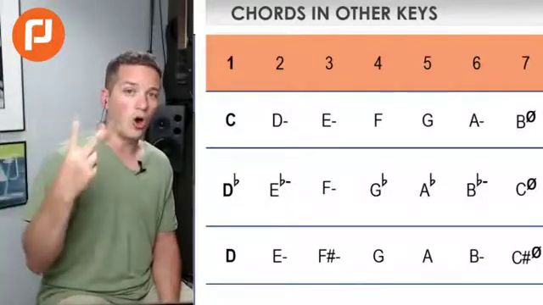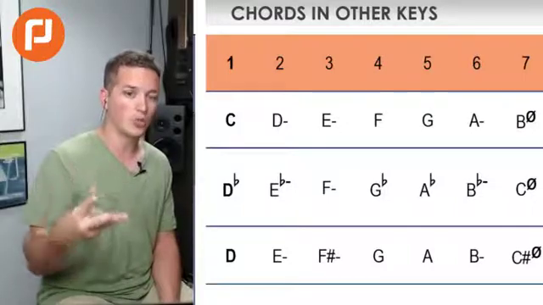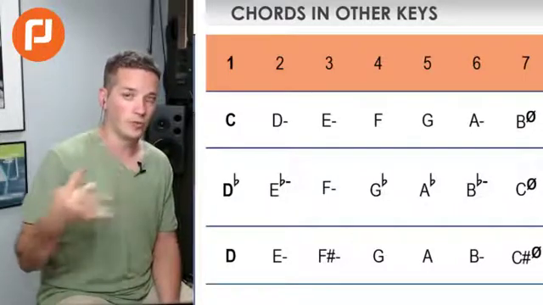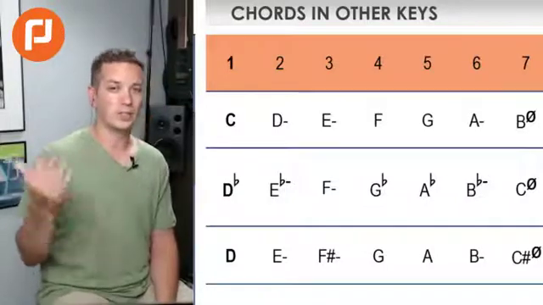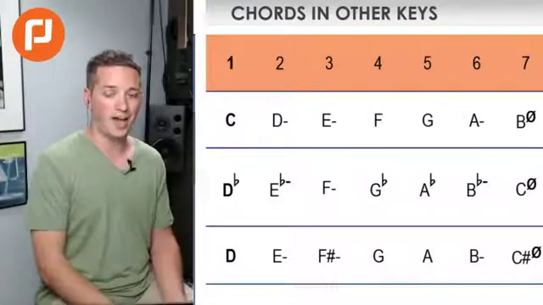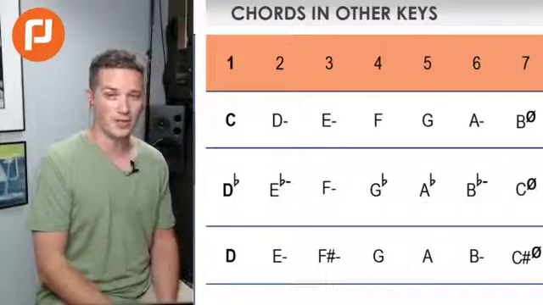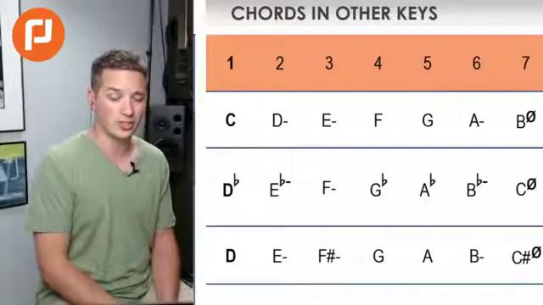The 2 chords are always going to be minor. The 3 chords are always going to be minor. The 4 chords are always going to be major. The 5 chords are always going to be major. The 6 chords are always going to be minor, and the 7 chord is going to be half diminished or diminished, which is why the 7 chord almost never gets used. It's just a really, really weird sound.